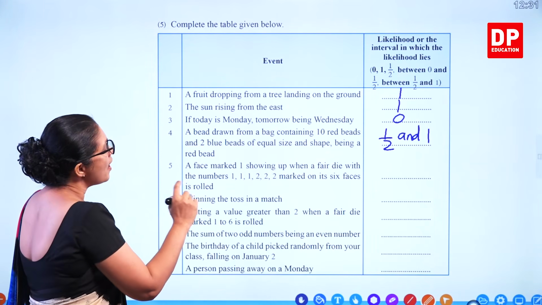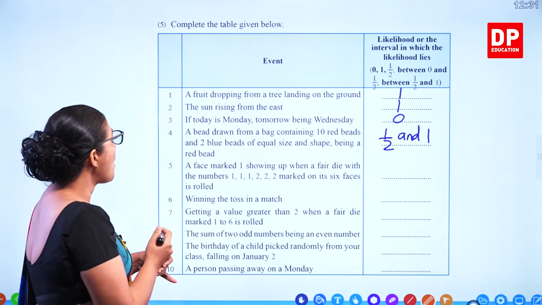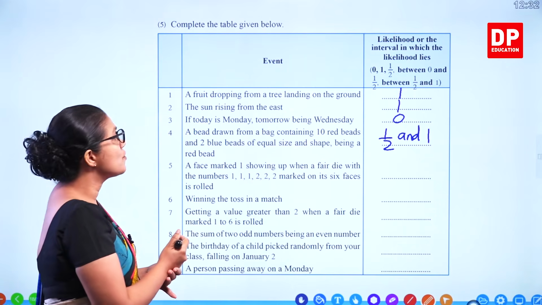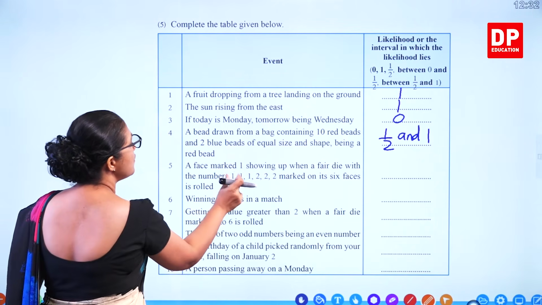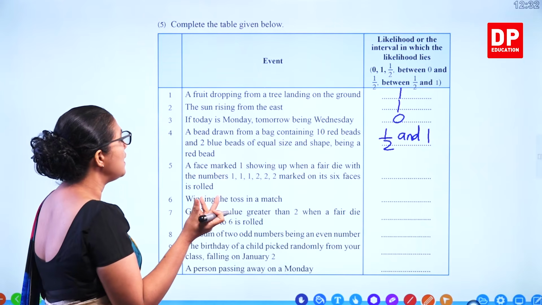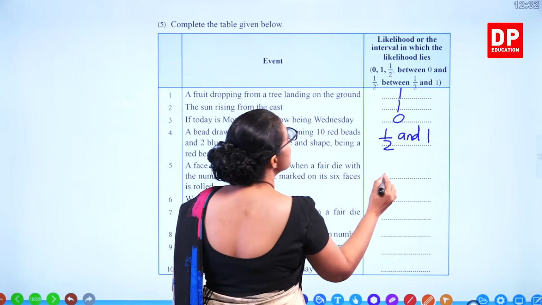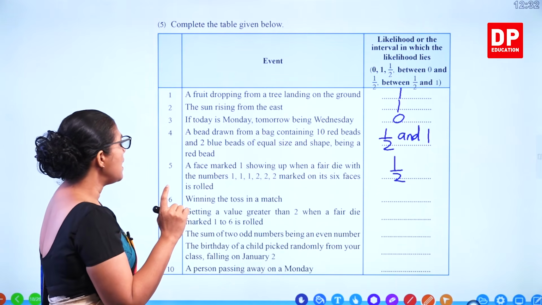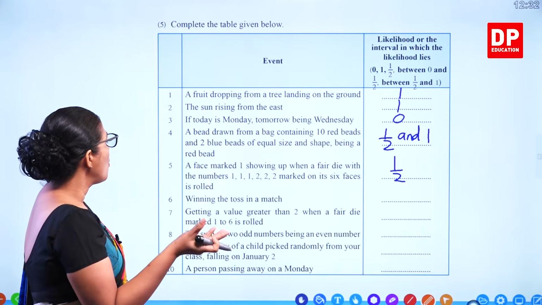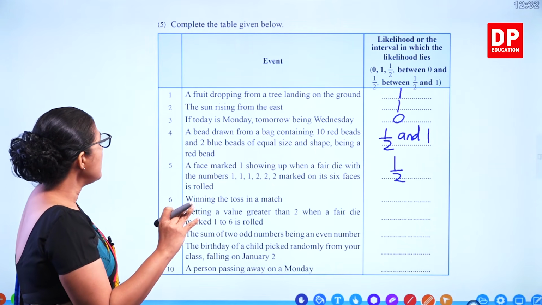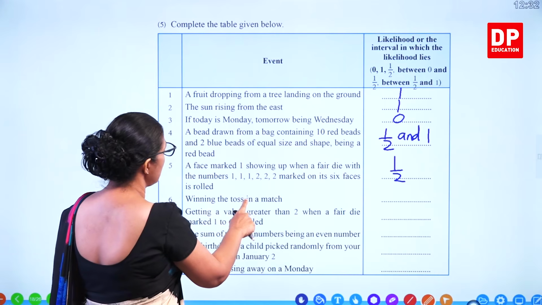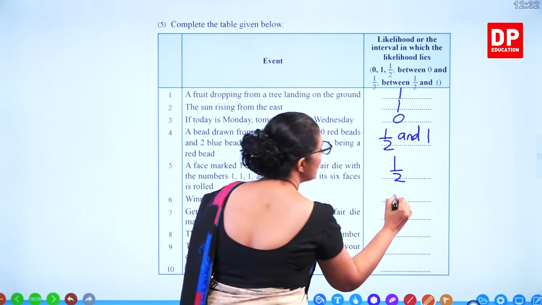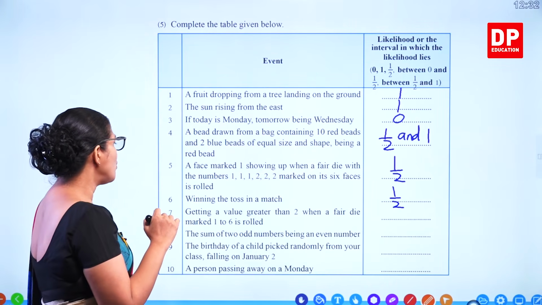A face marked 1 showing up when a fair die with 3 ones and 3 twos marked on its 6 faces is rolled. So 3 chances here, and the chances are equally likely. So that means half. Winning the toss in a match. Winning the toss in a match means 2 sides, so half a chance, winning or losing.